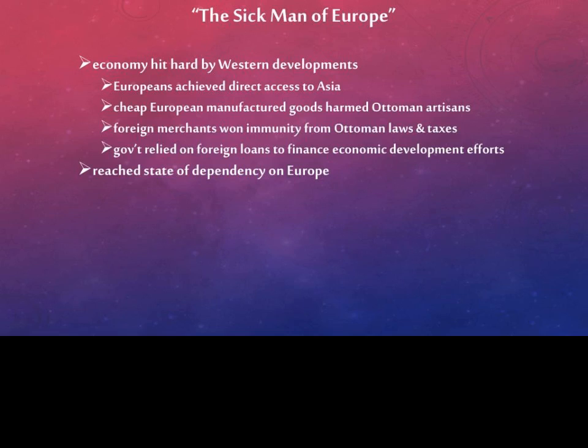And so thus, the Europeans there achieved direct access to Asia, and those cheap European manufactured goods really hurt the Ottoman artisans. And that's the devastating part of the Ottoman economy. And those foreign merchants won immunity from the Ottoman laws and taxes because more and more European countries gained control, especially economically. And as the government relied on those foreign loans to finance their economic development efforts, they became dependent on Europeans.